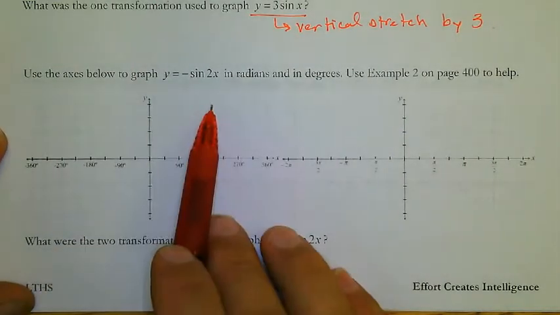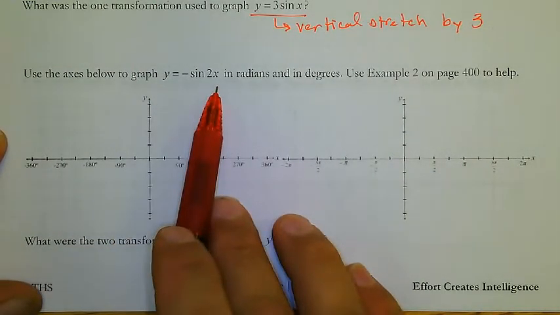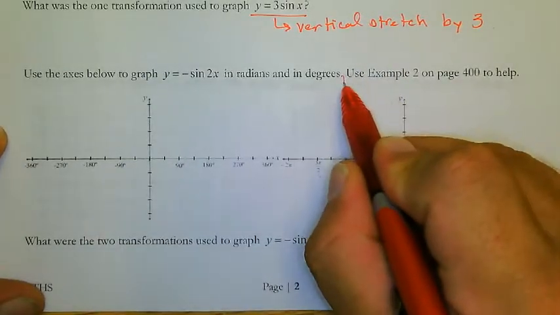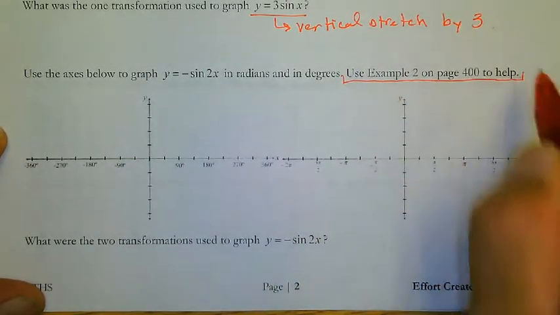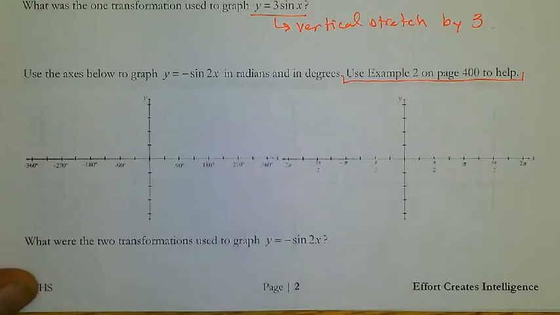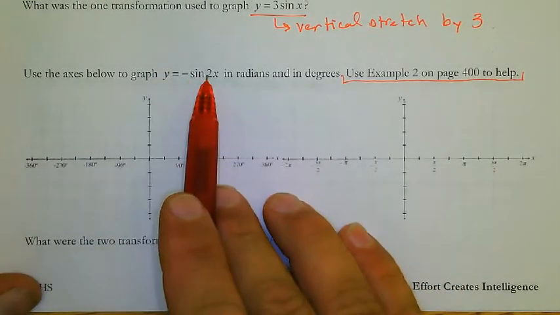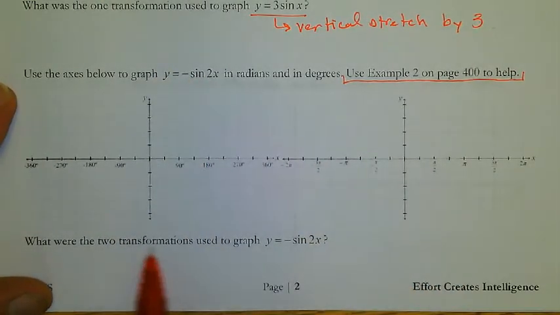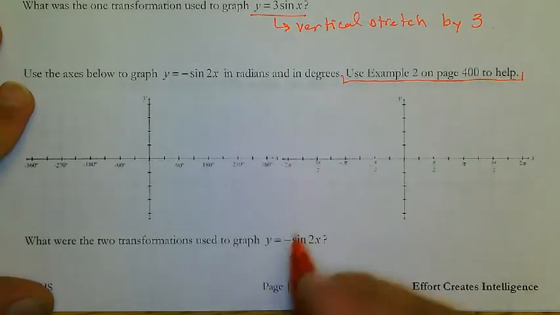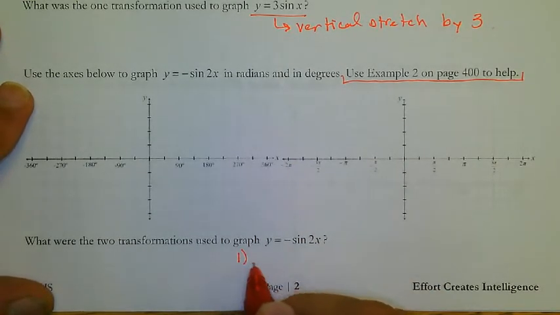Another example of graphing using transformations, right? For this one it says, hey, example 2 on page 400 of your textbook can help. Okay? I want to graph negative sine of 2x. Well, let's think about those transformations. What were the two transformations that I had?